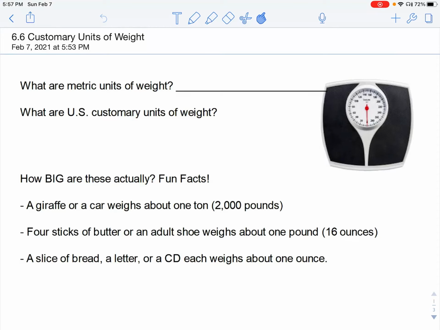You're already familiar with metric units of weight, and today we're going to talk about customary units of weight. So metric units of weight we've discussed before. Do you remember what those would be? The base unit is grams. And then we also talked a lot about kilograms. So that's the most common, grams and kilograms, but they'll always have grams as the base.